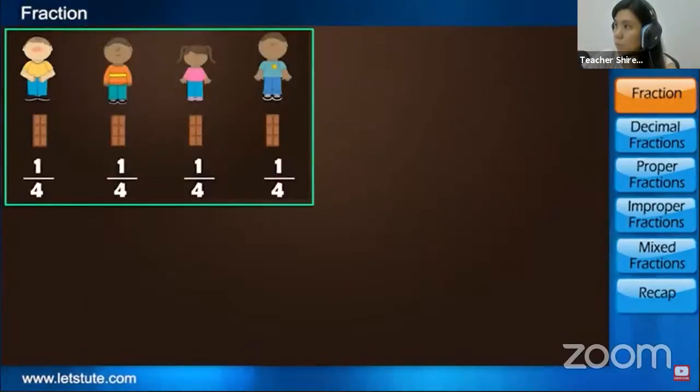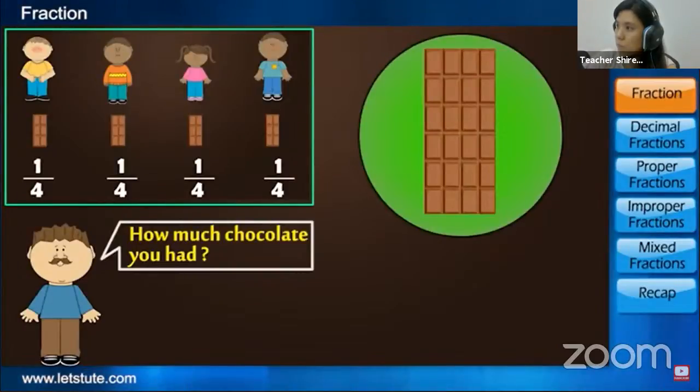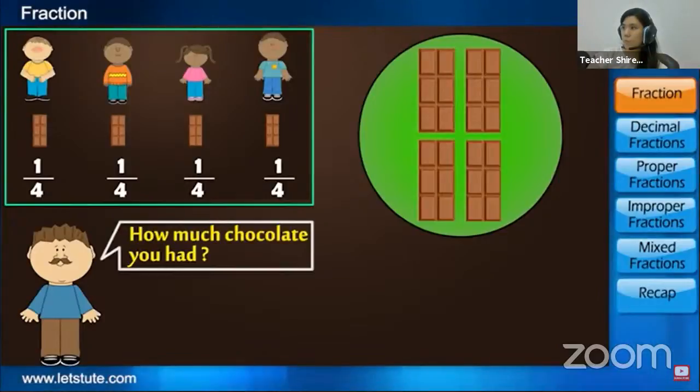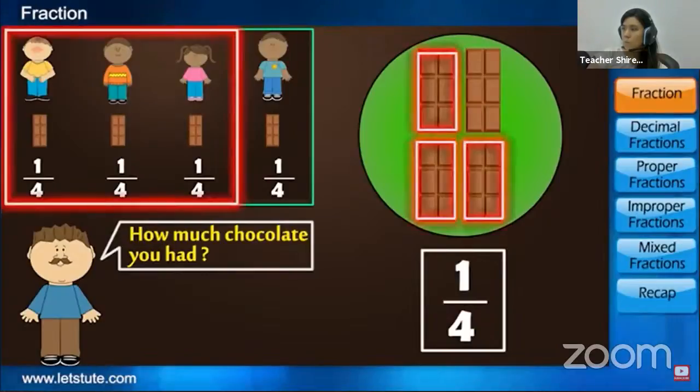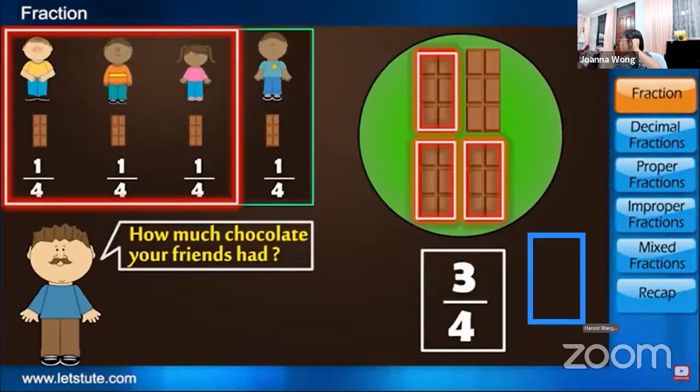Now, suppose your uncle asks you how much chocolate you had. You will not say you had one big chocolate, you divided it into 4 equal parts, and ate one part of it. But now, as you know what fractions are, you will proudly say you ate 1/4 part of the chocolate. Now, can you tell me how much of the chocolate all your remaining friends had? 3 parts of the chocolate were remaining out of 4. So, they all had 3/4 part of the chocolate.